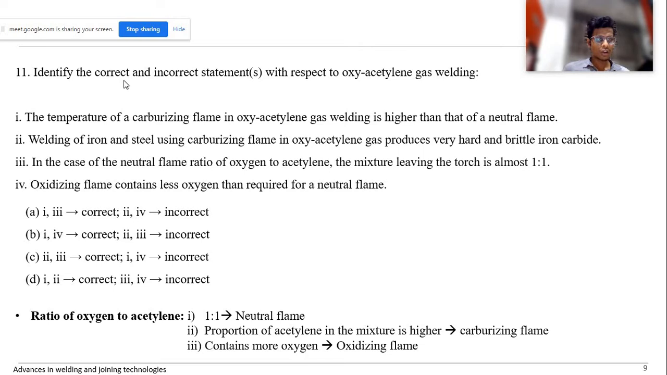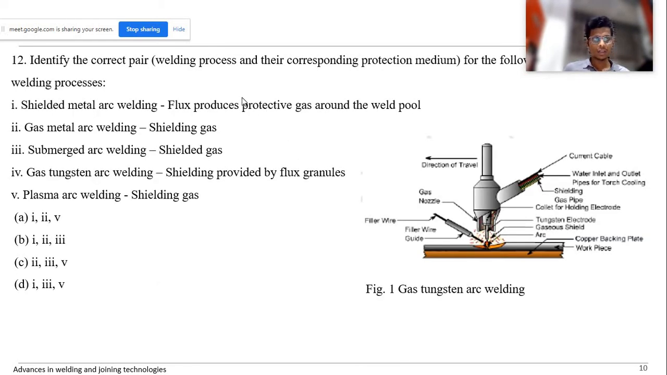So what they have asked is the correct and incorrect statements. In option C, if you can see, 2 and 3 are correct, and 1 and 4 are incorrect. So for the 11th question, C is the answer. Okay, next question. I hope I made it clear. If you guys have any doubt, you can put it in the chat box. Okay, no one has put anything in.